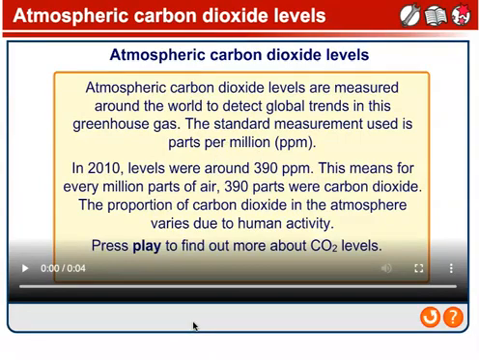Atmospheric carbon dioxide levels. Atmospheric carbon dioxide levels are measured around the world to detect global trends in this greenhouse gas. The standard measurement used is parts per million. In 2010, levels were around 390 parts per million. This means for every million parts of air, 390 parts were carbon dioxide. The proportion of carbon dioxide in the atmosphere varies due to human activities.